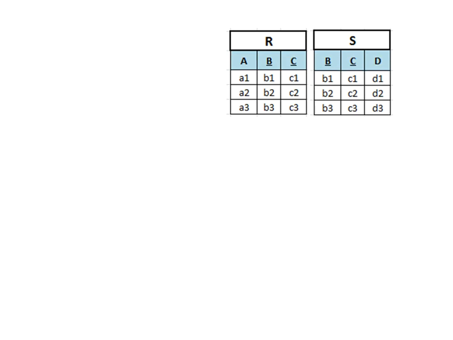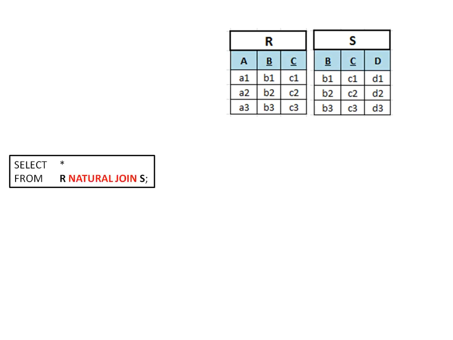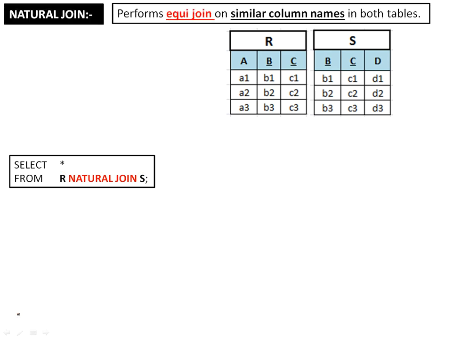The last important join is natural join. Here are two tables, R and S. Look at this, it is the most popular join, natural join. If you observe R natural join S, I will not write a where condition. There won't be any where condition in natural join. You need not write it at all. Then how does the join happen? Natural join is also an equijoin. Without writing a where condition, it performs equijoin on similar column names in both tables.